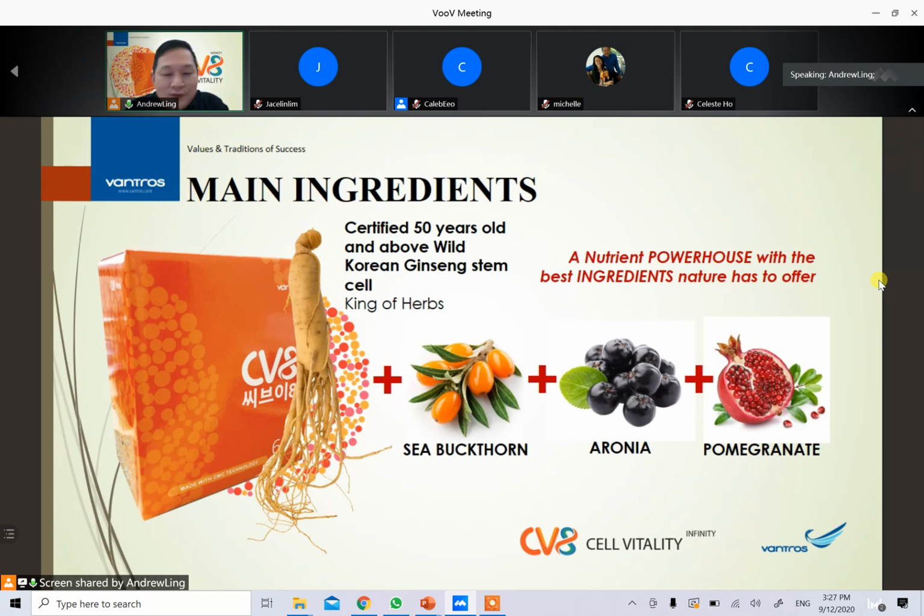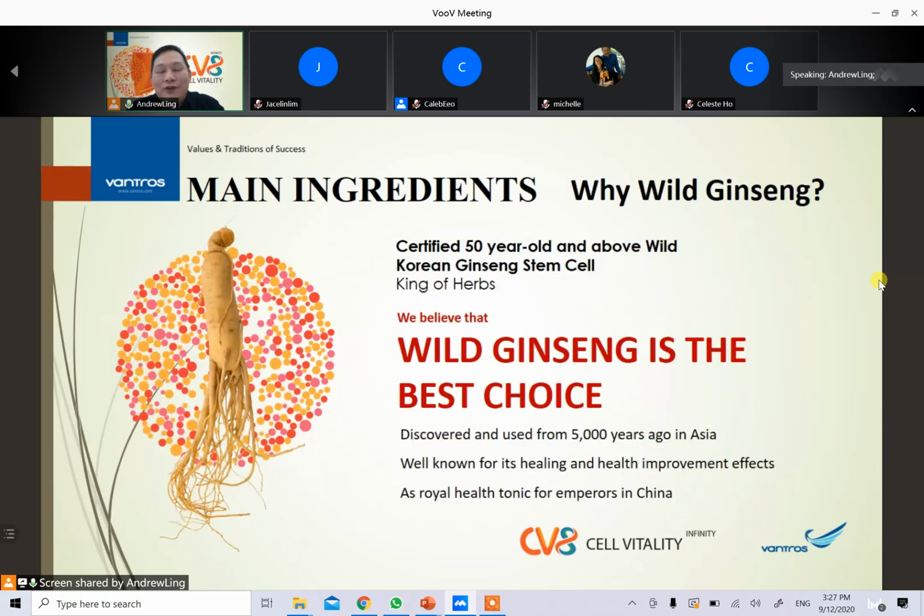Now, first thing first, out of so many CMC stem cells, why do we choose the wild Korean ginseng stem cell? There are various reasons for it. First of all, we know that ginseng has been well known in the world and has been used for 1,000 years. And of course, what ginseng is well known for is its healing property as well as health improvement.